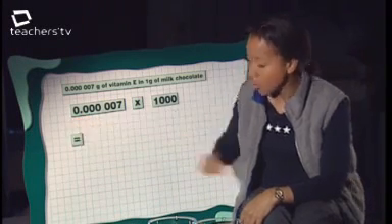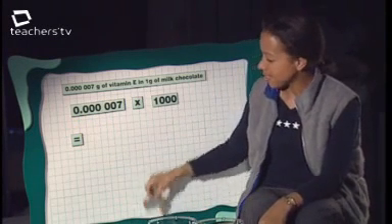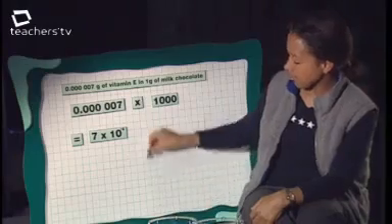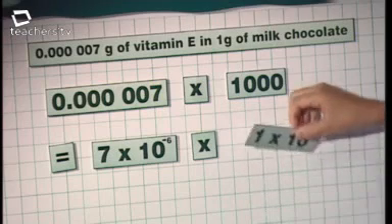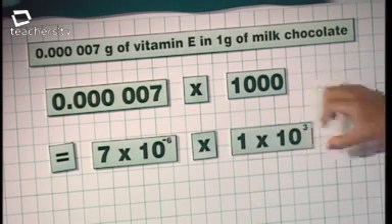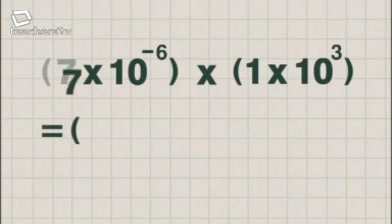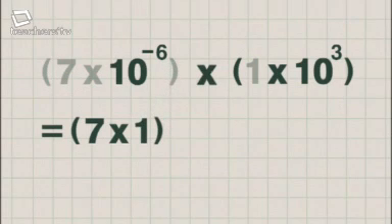So 0.00007 would be 7 times 10 to the power of negative 5. And then you need to multiply that by 1 times 10 to the power of 3. First, you need to rearrange the sum, grouping the ordinary numbers together and the powers of 10 together.